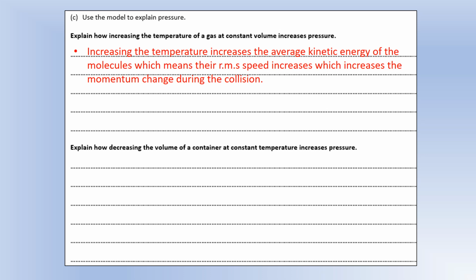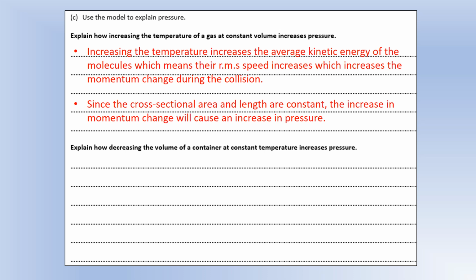And what that's going to mean is the momentum change during a collision is going to be bigger. So if the cross-sectional area and the length are constant, which it would be if it's constant volume, the increase in the momentum change will cause an increase in the pressure, which is exactly what we'd expect from our other equations. Increasing temperature does increase pressure.